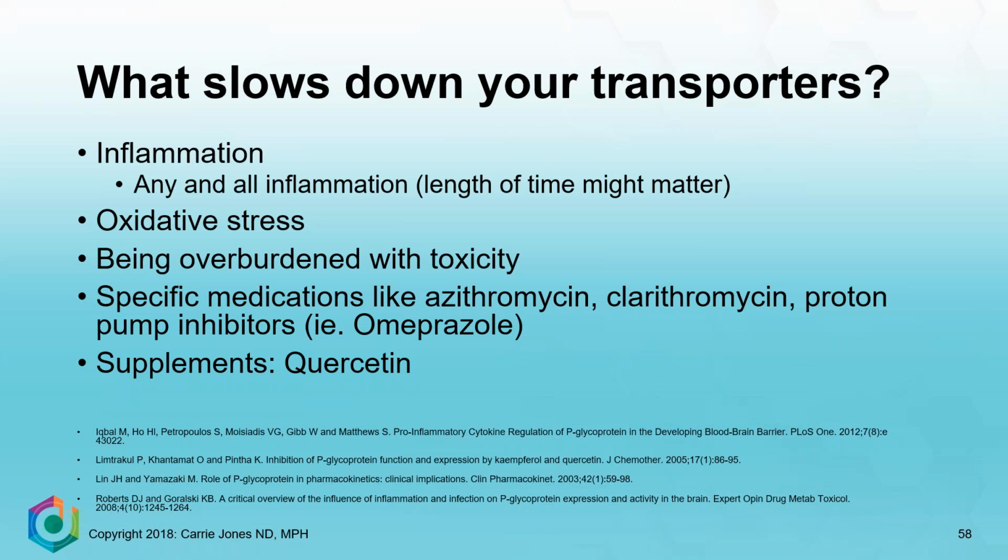And so they're having a reaction when you're trying to speed up phase 1 and phase 2, and you don't speed up these transporters along with it. So you've got to make sure these transporters are healthy. Oxidative stress will slow it down, of course. Being overburdened with toxicity. Specific medications slow the transporters down more than others, which I have listed there. You can see azithromycin, clarithromycin, proton pump inhibitors. How many of your patients are on proton pump inhibitors? Probably a lot. And quercetin.